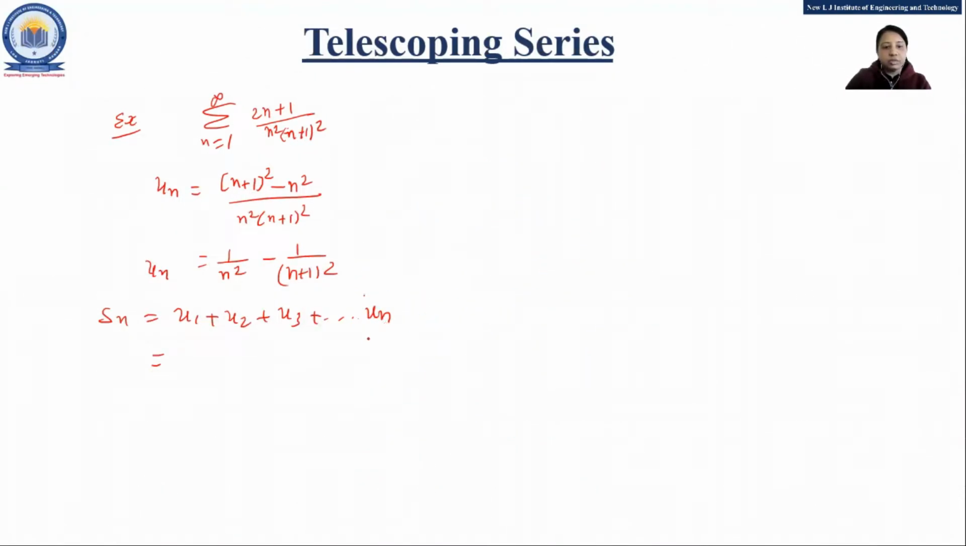Good morning, everyone. In the last lecture, we saw the concept of telescoping series, and we are left with one example. So first we'll see that one, and then we'll move to the new topic of today's session. In the last session, we saw the example: summation of (2n plus 1) upon n square into (n plus 1) square. You need to check the convergence of that series.